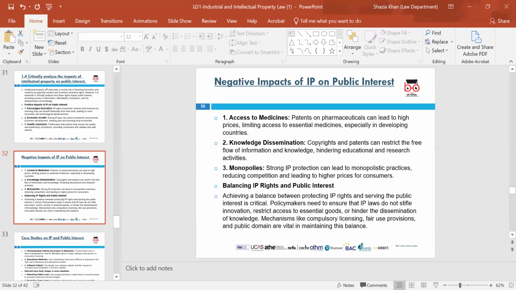And balancing intellectual property rights and public interest. Achieving a balance between protecting intellectual property rights and serving the public interest is really critical. Policymakers need to ensure that intellectual property laws do not stifle innovation, restrict any sort of access to essential goods, or hinder the dissemination of knowledge. Mechanisms like compulsory licensing, fair use provisions, and public domain are vital in maintaining this balance.